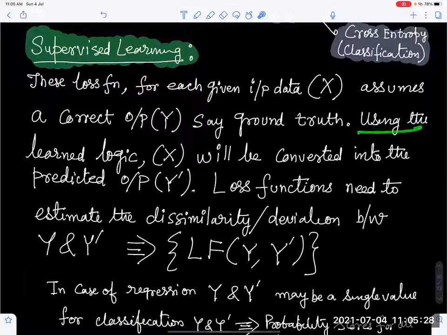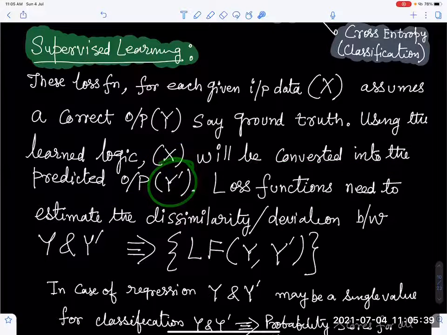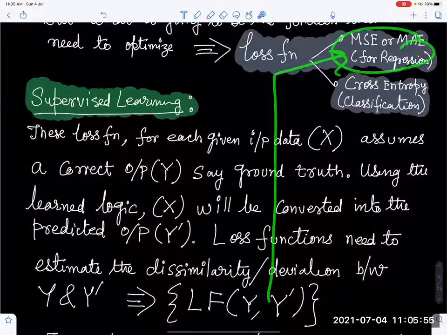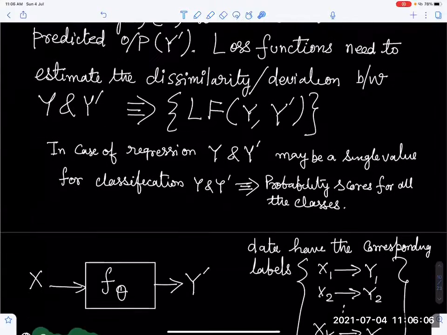So now, using the learned logic, whatever logic we have learned, given this x will be converted into the predicted y, y dash, and y is actually the ground truth. What we want is that y and y dash need to be as close as possible. So your loss function is defined over y and y hat, how close they are. All these loss functions, MSE or MAE or cross entropy, are defined over the predicted value and the ground truth, and find out how close they are using different formulas.